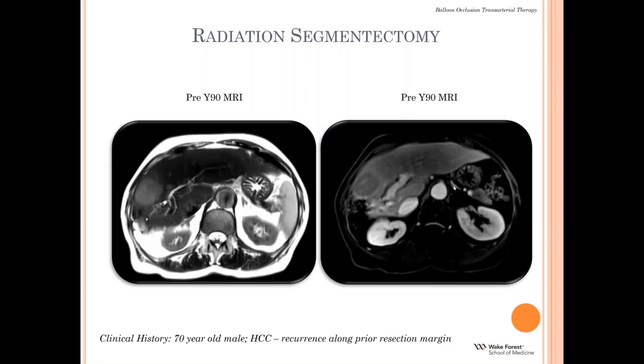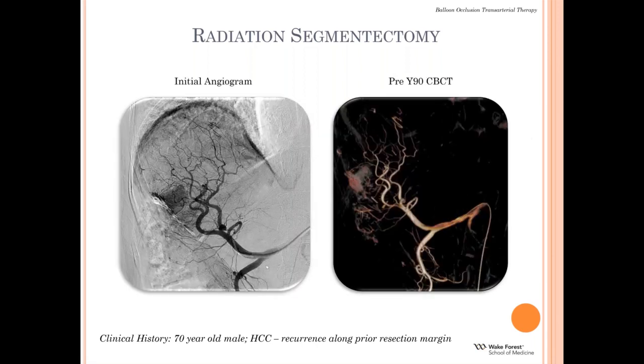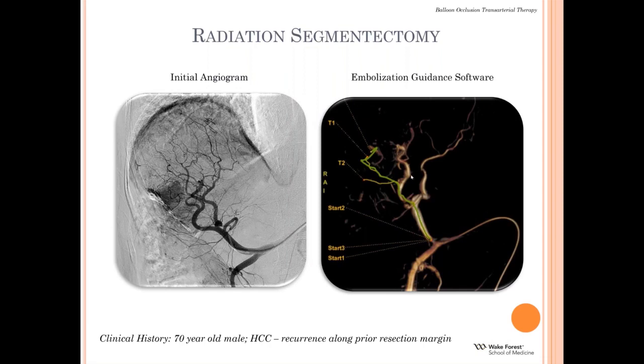This was a patient that was a 70-year-old that had an HCC. He had a resection and has now recurred along that resection margin. He was deemed to not be a good surgical candidate at this point. It's too big to do ablation. So again, we decided to treat this with curative intent using radiation segmentectomy with resin microspheres. And so this is our angiogram to start off with. Here's the tumor here. We did our cone beam CT. We used our embolization guidance software to figure out which vessels were going to it, and basically decided there was one main tumor feeding vessel.